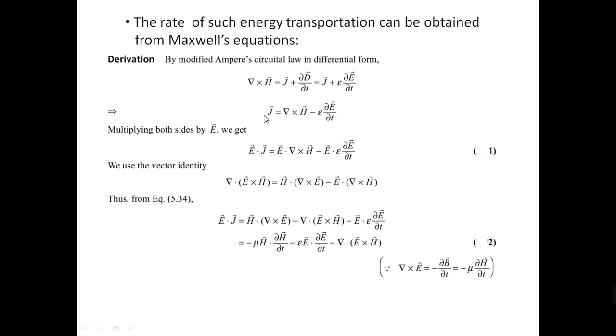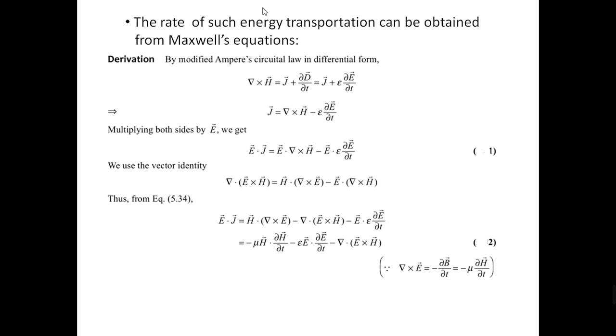That is, del cross H is equal to J plus dou D by dou t, where D is nothing but the electric flux density, which can be written in terms of electric field intensity. That is, D is equal to epsilon into E. Substitute for the D value here, replacing D with epsilon into E. Now this expression becomes like this. Now rearrange it: J is equal to del cross H minus epsilon into dou E by dou t, as epsilon is the permittivity of the medium, which is constant.